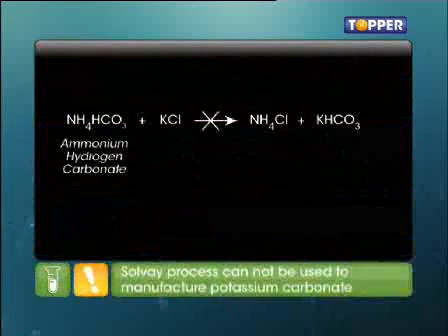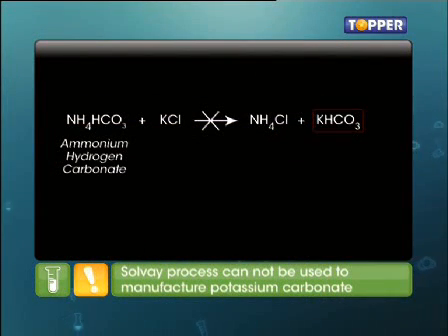That's an interesting point. Let me ask you another interesting question. Can we use the Solvay process for manufacture of potassium carbonate? No, we cannot use the Solvay process for manufacture of potassium carbonate. But why? That's because potassium bicarbonate, being highly soluble in water, does not get precipitated when ammonium hydrogen carbonate is added to a saturated solution of potassium chloride. I hope you have understood the Solvay process now.